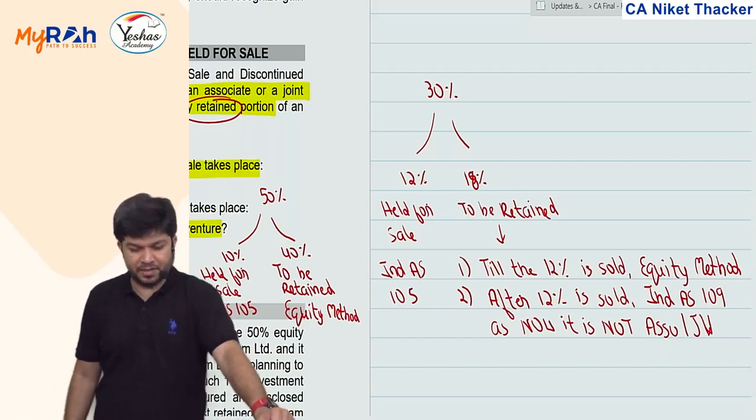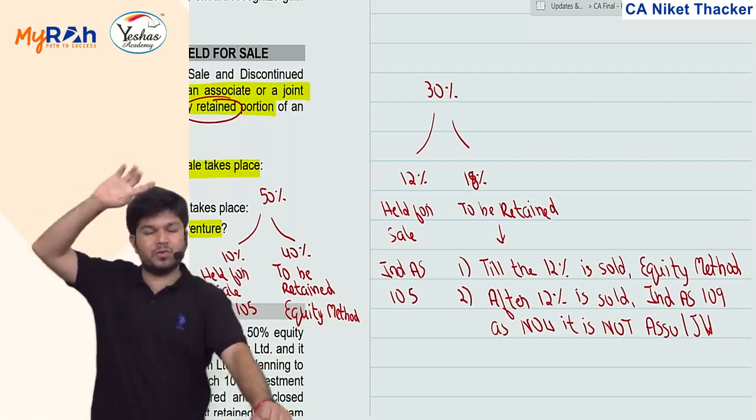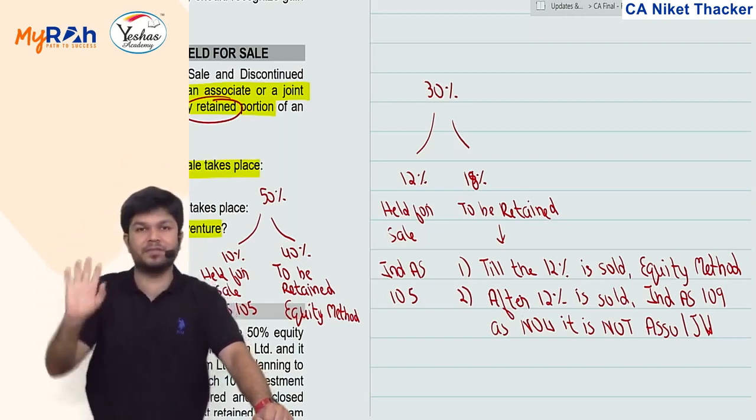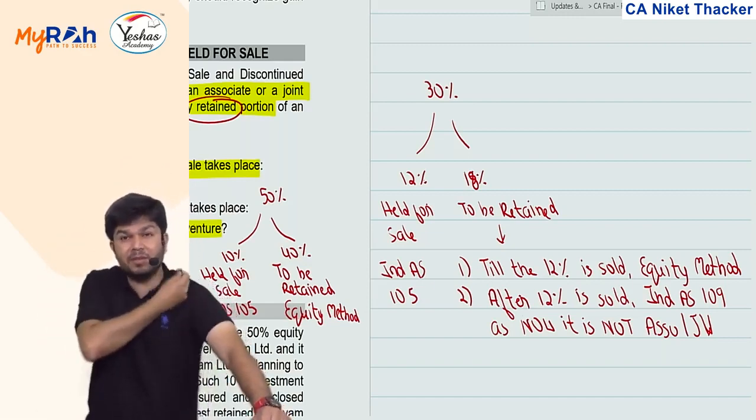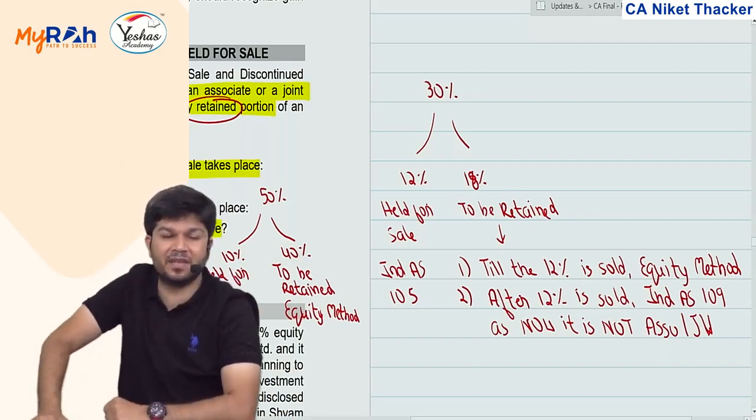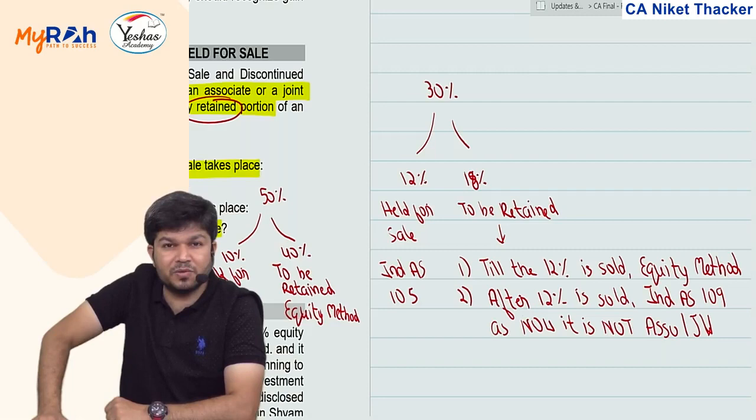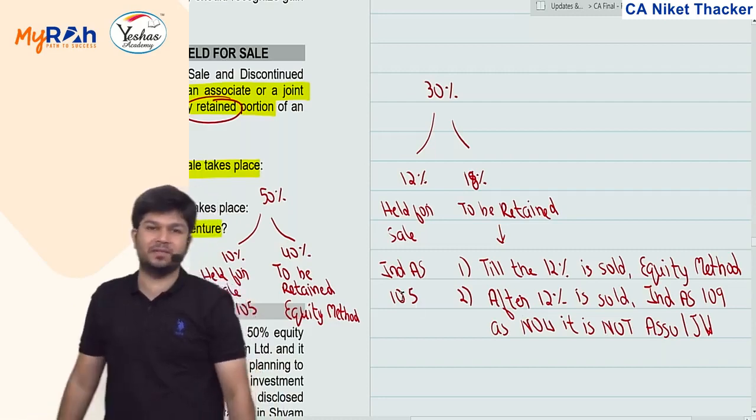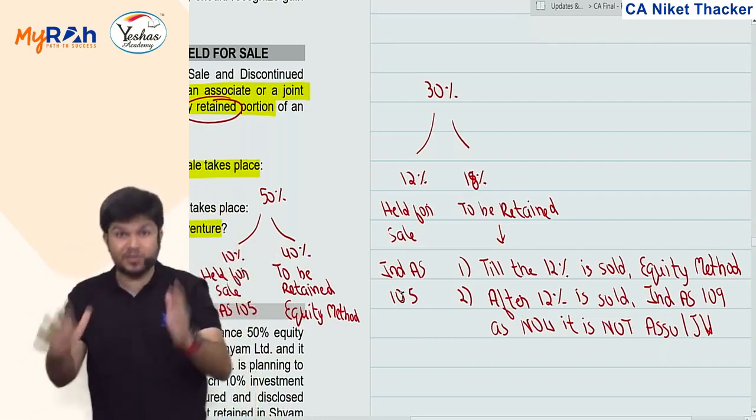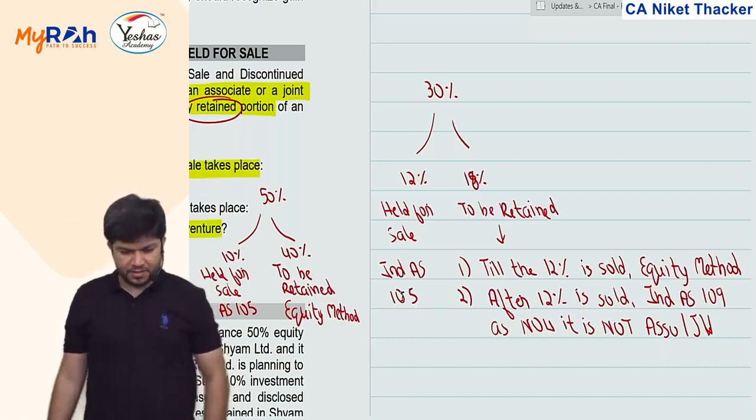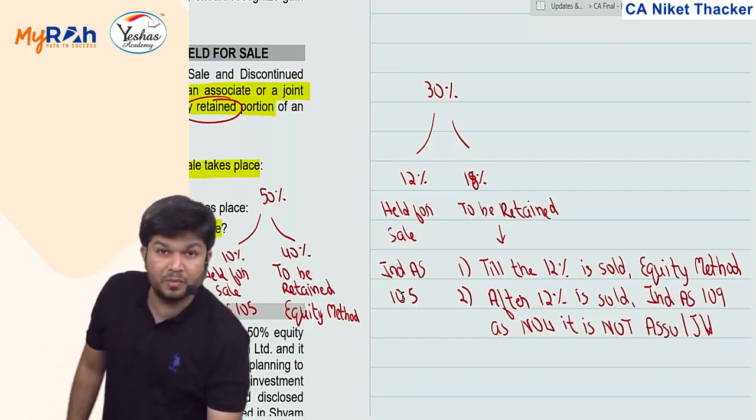18% remaining. Till you have sold that 12%, it's just held for sale, equity method. After that 12% is sold, the remaining is only 18%. Now it's not an associate or JV, account as per 109. But after selling, if it is still an associate, then continue the equity method. This is the best example I can give.